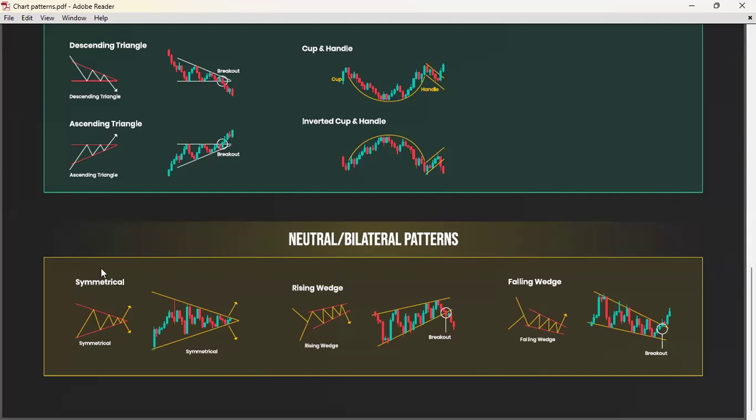So now we look at the symmetrical. You understand? So when they converge at one point, anything can happen, upward direction or downward direction. That's how it is traded.